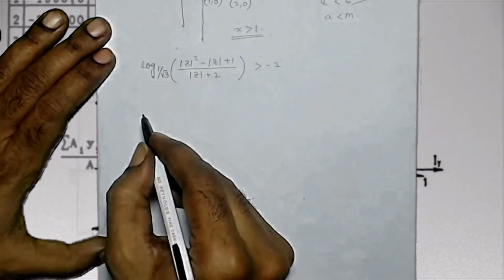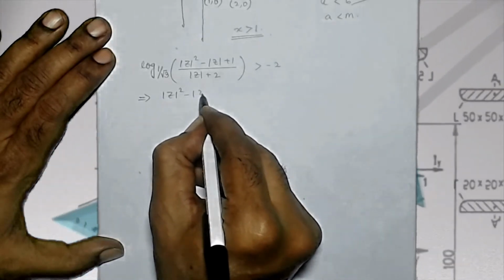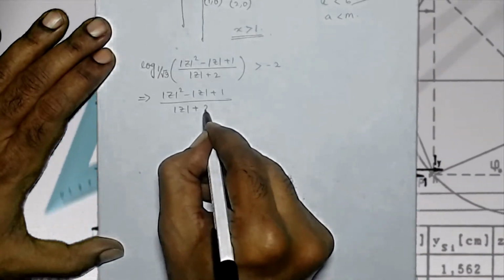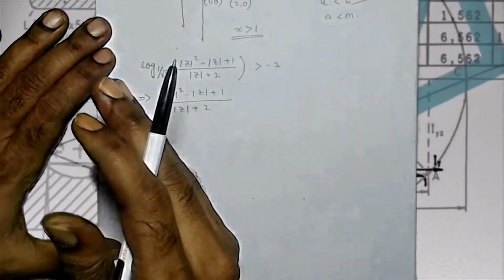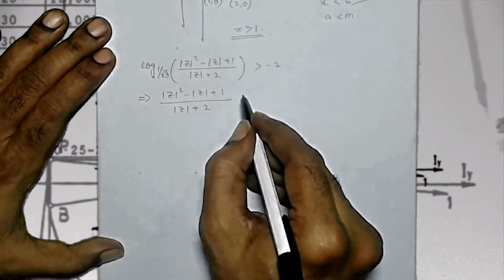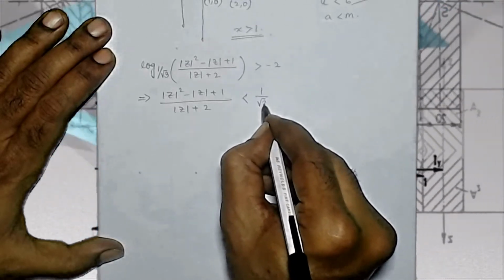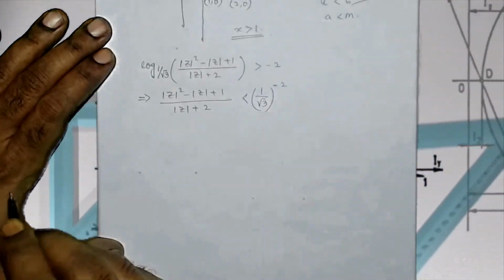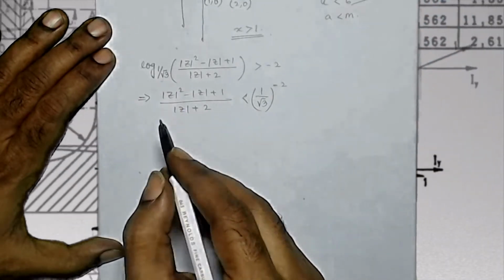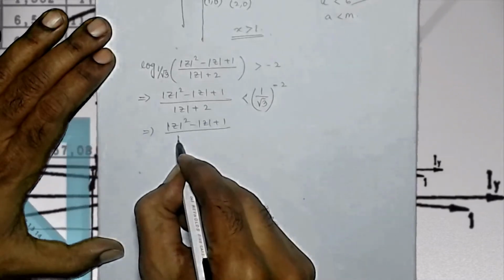So, in this case, what will we do? Again, the same rule. These are all basic funda of your logarithm. Those who have not done it, I have given the link in the description box. You can check the logarithm videos there. This can be written as less than 1 by root 3 whole to the power minus 2. Why is it so? I have explained before. Because 1 by root 3 is lying between 0 and 1.